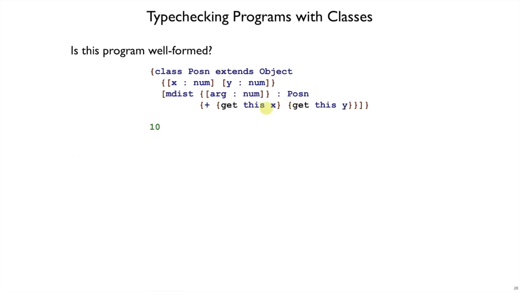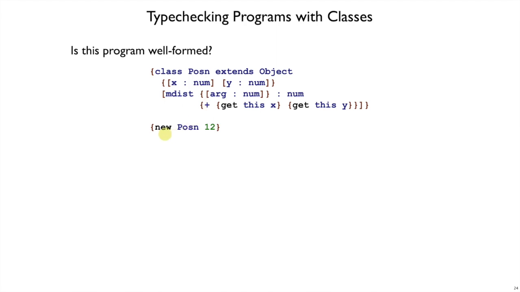How about this program? We've got a get this x and a get this y. Both x and y we know will be present in this object, and we're taking those results and just adding them, so we would get a number back. That all looks good. But look at our declaration of mdist. We've declared that it returns a posin, and so that's not consistent. We need to make sure that the type that's declared for a method actually is consistent with the body of the method. So if we change that to num, how about that? That's the only change I made here, and so now everything is okay. The declared result type num is consistent with the type that we return from the method body.